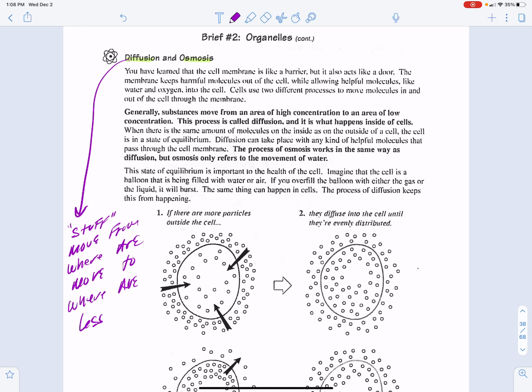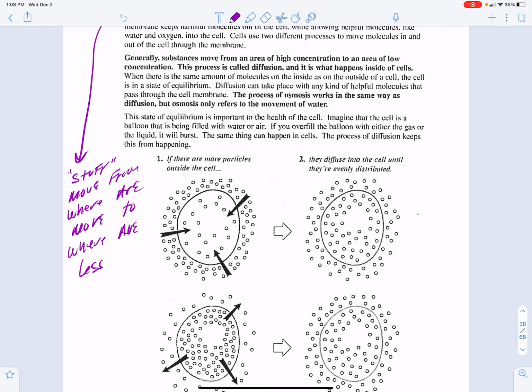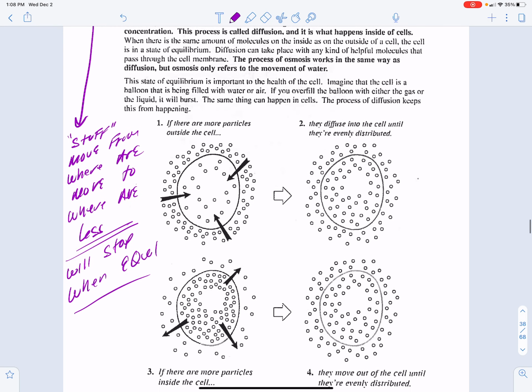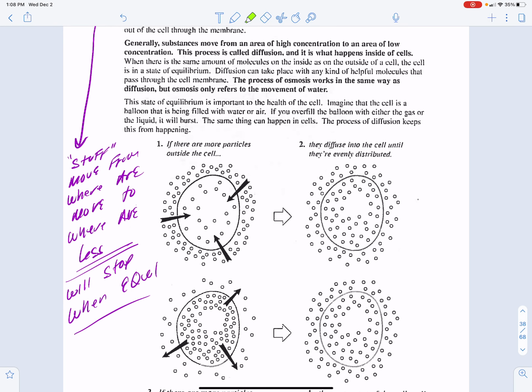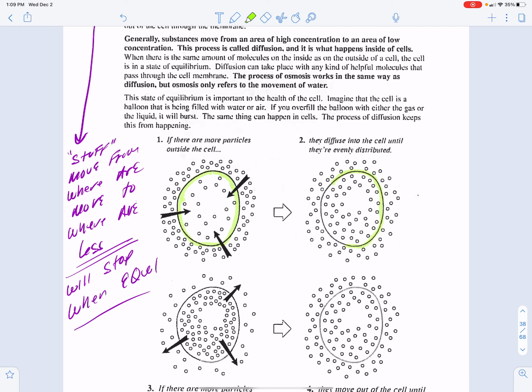Okay. We can think about this, and it'll stop when equal. So here's a good example. If we look at this particular diagram, here's a membrane. So here's a cell. Here's the same membrane. What they're showing you with the arrows is, once again, stuff. These little tiny molecules are going to move inside. How do they get inside? They can pass through the membrane.